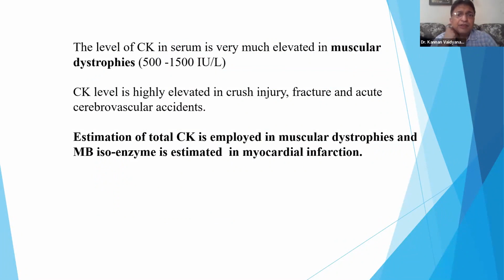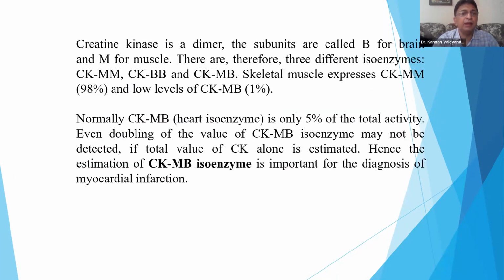Now, the serum level of CK is elevated in muscular dystrophy. Especially the CK-MM isoenzyme could be elevated 500 to 1,500 international units per liter. And it can be elevated in crush injuries, fractures, as well as acute cerebrovascular accidents. The estimation of total CK is employed in muscular dystrophies, whereas the MB isoenzyme is almost specific for myocardial infarction. Now, structurally speaking, it's a dimer. That is why they have the three forms: MM, BB, and MB. And the skeletal muscles express the CK-MM about 98%, whereas only very minor amounts of CK-MB are found from the skeletal muscle.